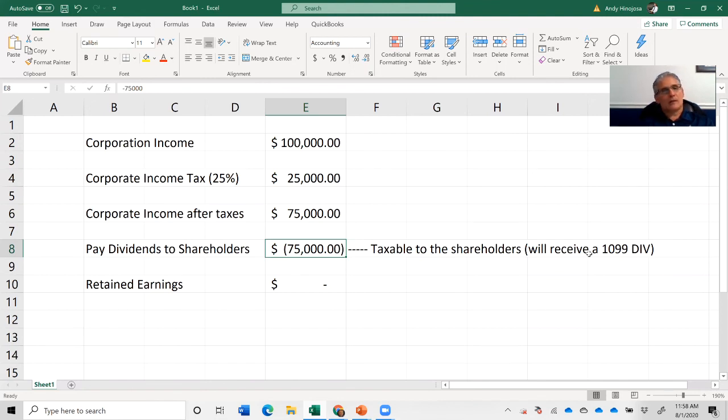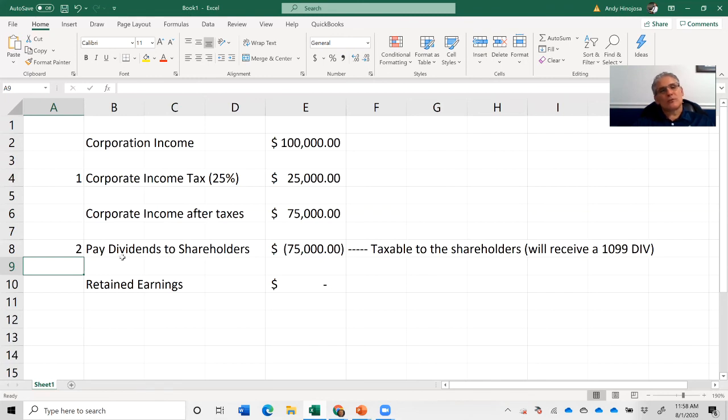So when they say double taxation, we say one, it's going to be taxed at the corporate level, and then it's going to be taxed again to the shareholders, because they're going to have to report the dividend distribution on their personal tax returns. Thus, the disadvantage to corporations is that you have what's referred to as double taxation.